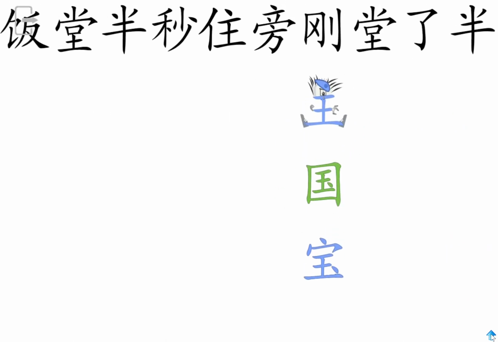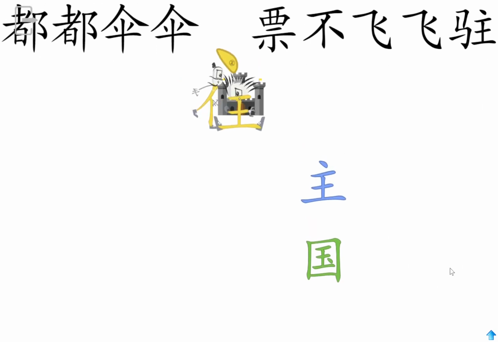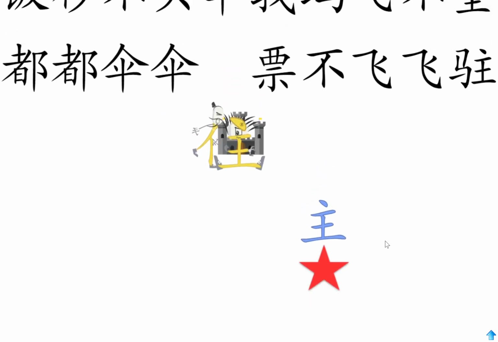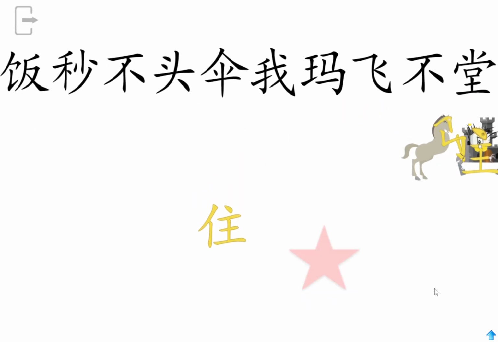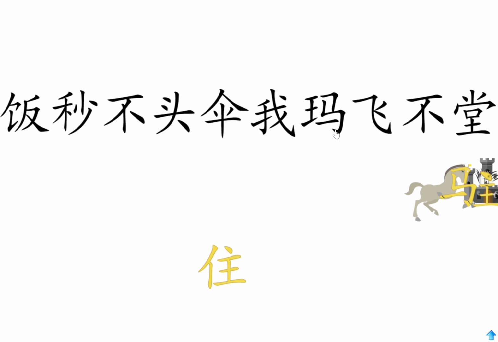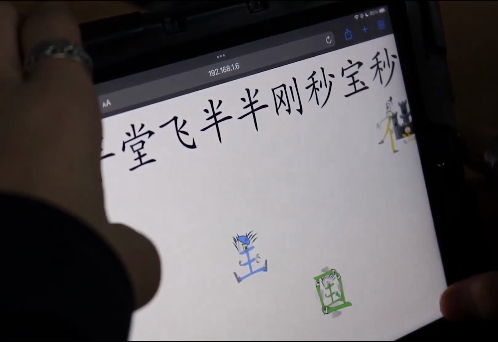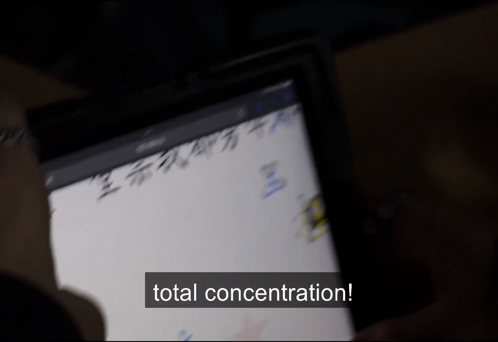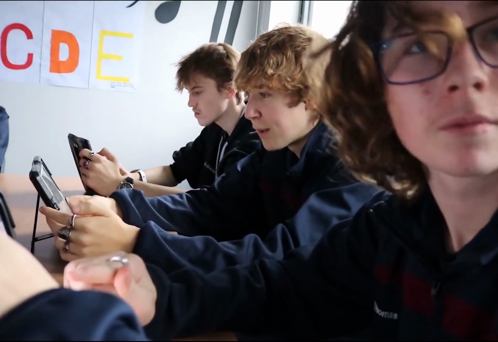Owner or host. I own everything. There we go. Live or stay somewhere. I live here. You can stay. And stationed somewhere, perhaps as a reporter or soldier. And finally, the slightly different flipped one. First syllable of Mary or Maria. Live or stay somewhere. How you feeling, guys? Total concentration.